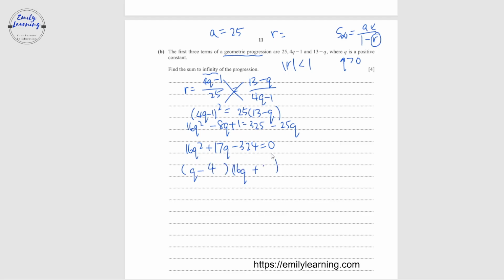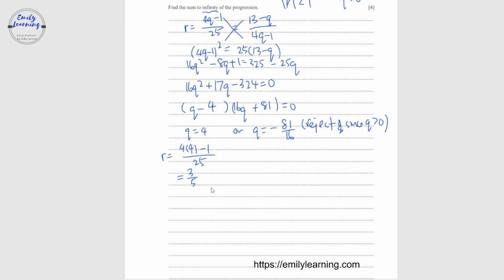So 81. Based on this, I have q equal to 4, or q is equal to negative 81 over 16. So I have 15 over 25. So I have r equal to 3/5.